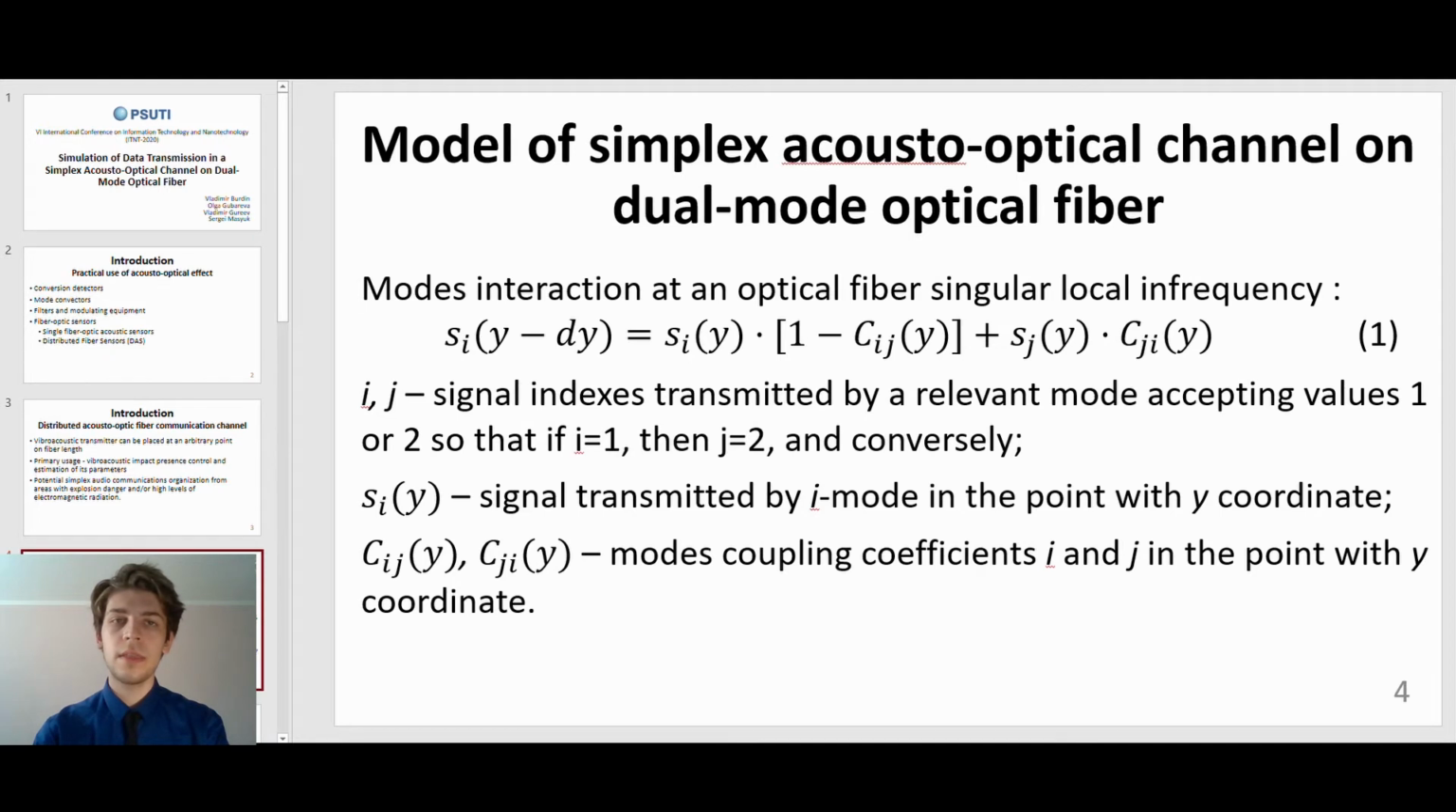We will assume that the crosstalk level is considerably low, so that reverse crosstalk can be ignored, and for the description of modes interaction in an optical fiber, for a signal local in frequency, we can adopt the following model, see equation 1.